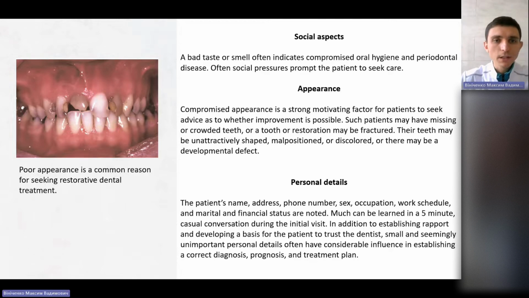Compromised appearance is a strong motivating factor for patients to seek advice as to whether improvement is possible. Such patients may have missing or crowded teeth, or a tooth or restoration may be fractured. Their teeth may be unattractively shaped, malpositioned, or discolored, or there may be a developmental defect.